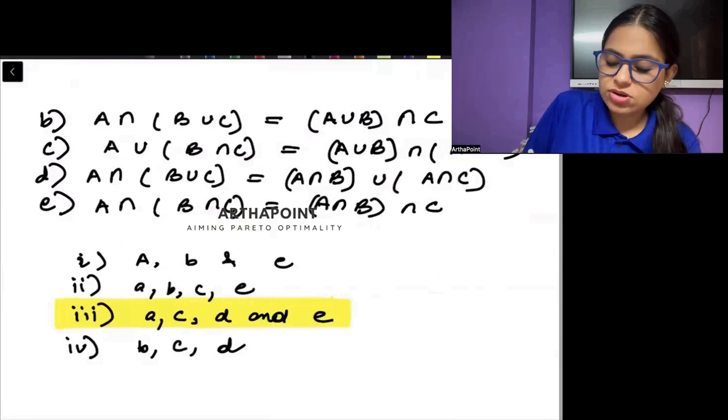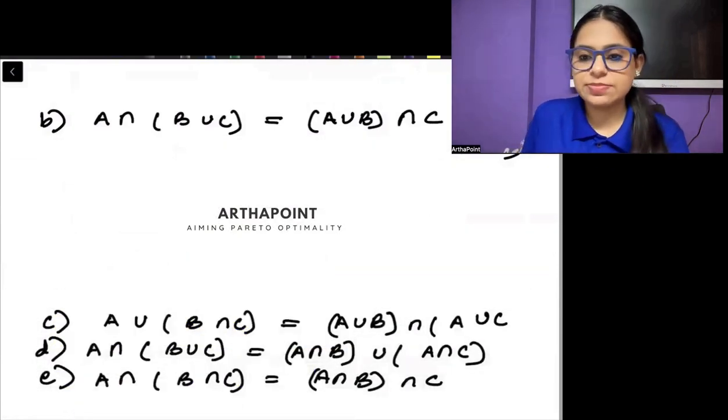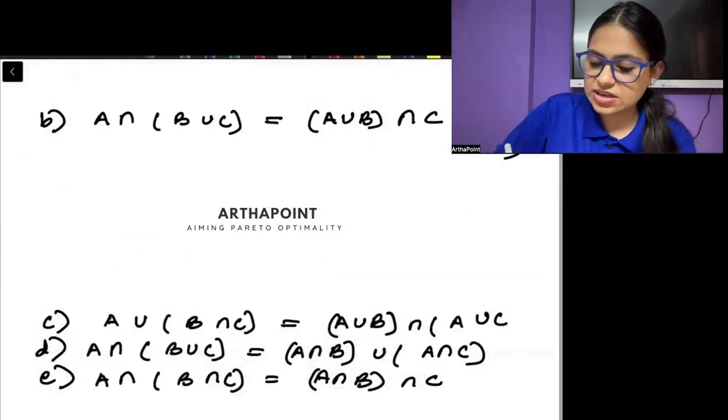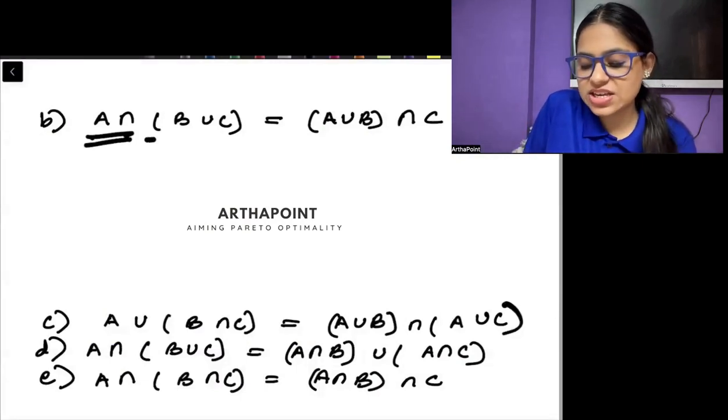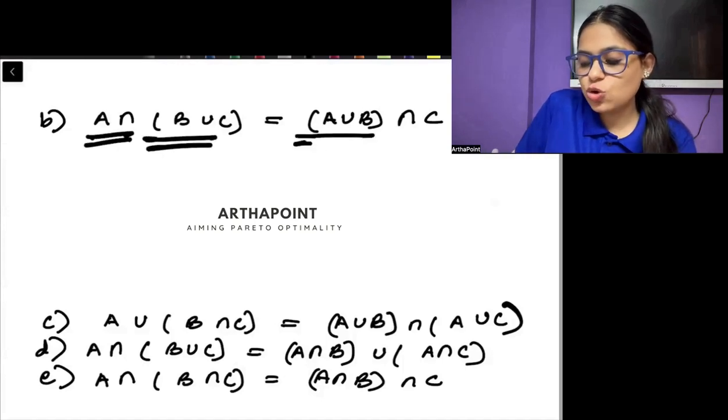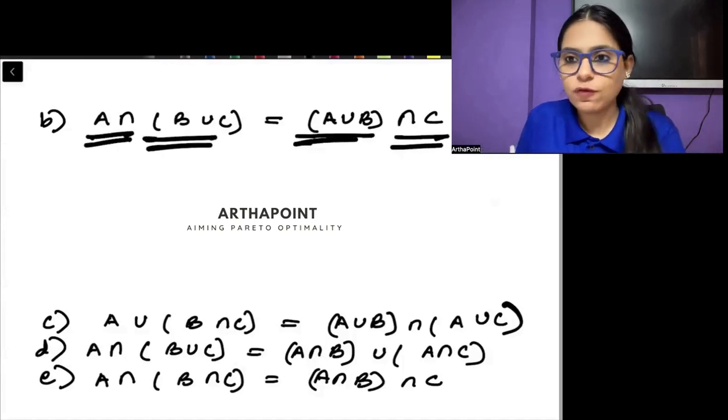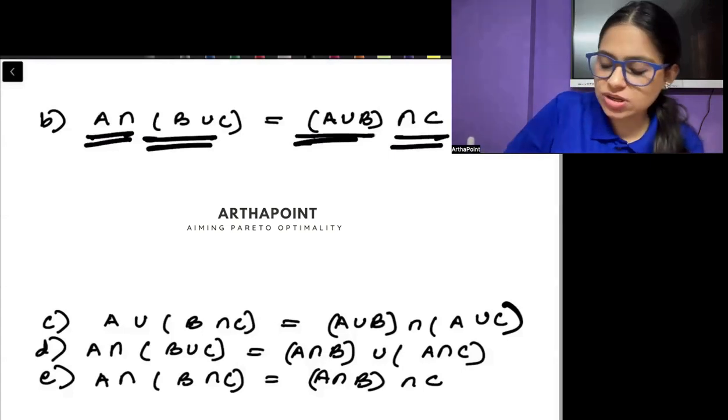Okay. Now let's go ahead and look into the second part. So this is saying A union (A intersection B) union C, A union (B intersection C). Of course, these are two very different things. Ye dono ekdam alag hai.